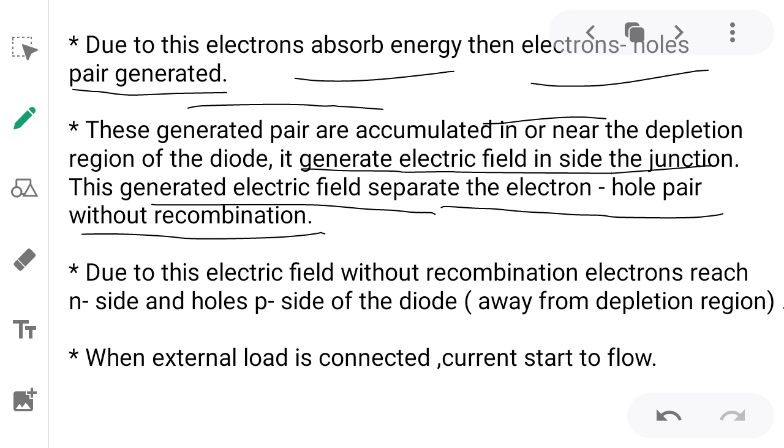We already know the generation and recombination of the charge carriers occur spontaneously. When an electron hole pair is generated, simultaneously recombination occurs. But at this point, the generated electric field does not allow electrons and holes to recombine.